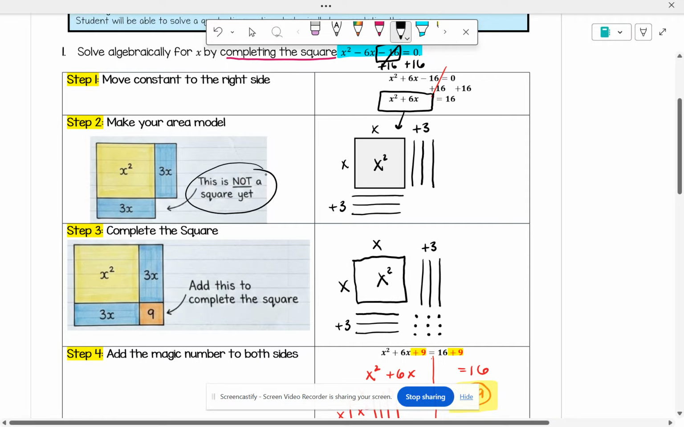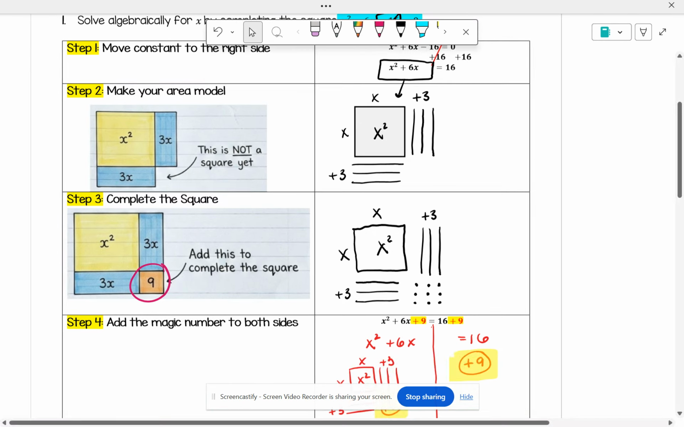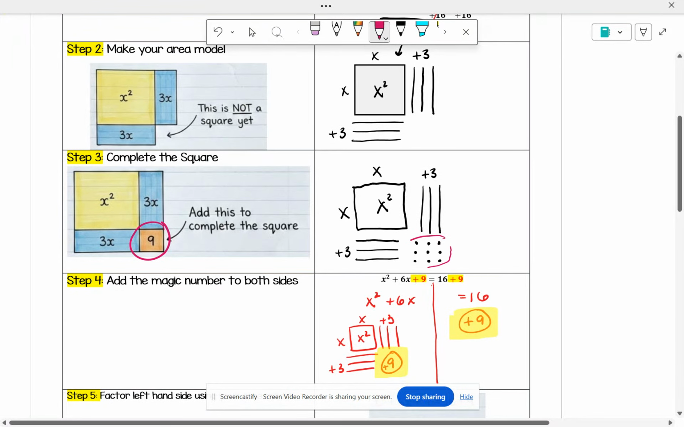Notice that this is not a square yet. In order to complete the square, we must add 9. And these are our 9 dots added right here.